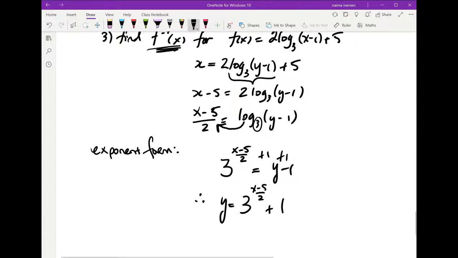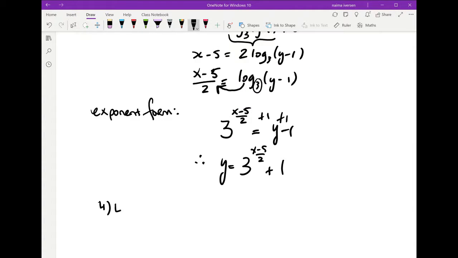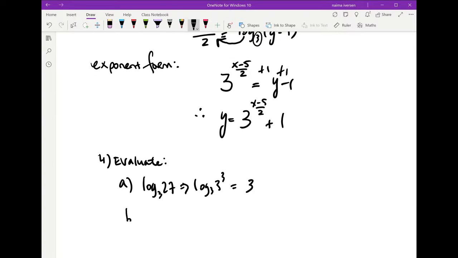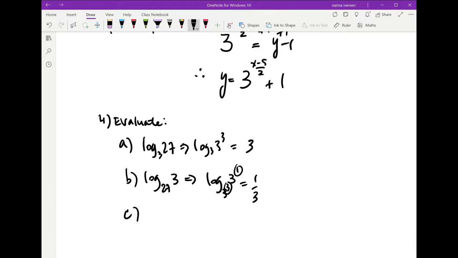The next thing that we were able to do is evaluate. So you want to make sure that you can evaluate something that looks like this, log base 3 of 27. That's going to be log base 3 of 3 cubed. Out pops the exponent. You want to be able to evaluate log base 27 of 3. So that's log base 3 cubed of 3 to the 1. Logs are exponents. You're going to get 1/3. And you want to be able to evaluate something like 3 to the power of log base 3 of 8. Bases match, out pops the 8.